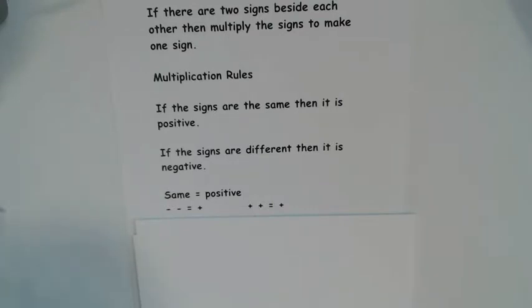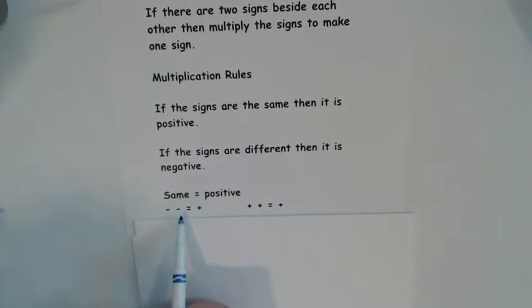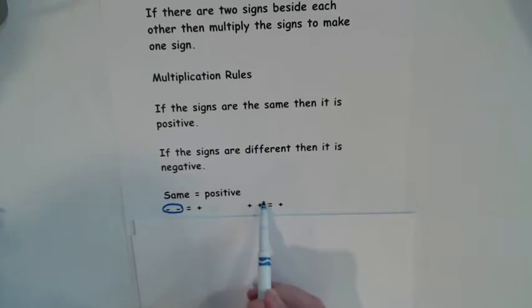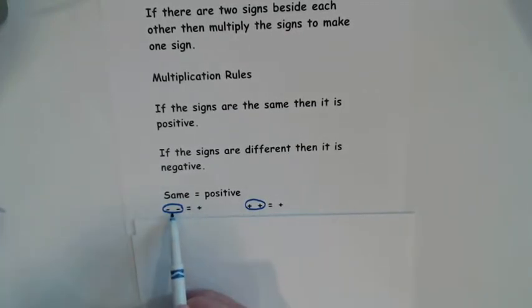Meaning if I see two signs beside each other, like this right here, I multiply those two signs together and I only write down one sign, a positive sign. Same thing here. If I multiply two positives together, I get a positive. So if you see this in an equation or an expression, you simply multiply those two together and write down that one sign. Same, positive.